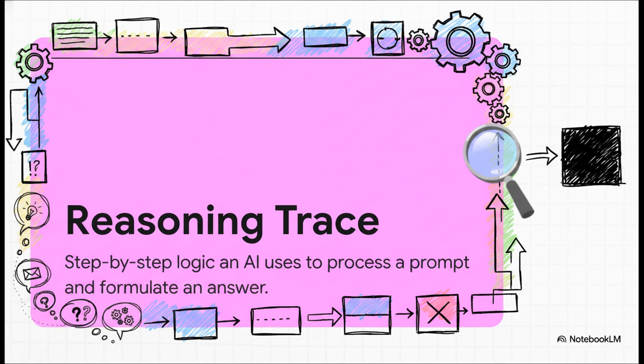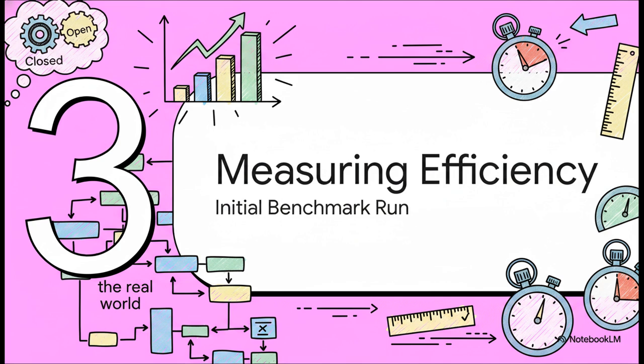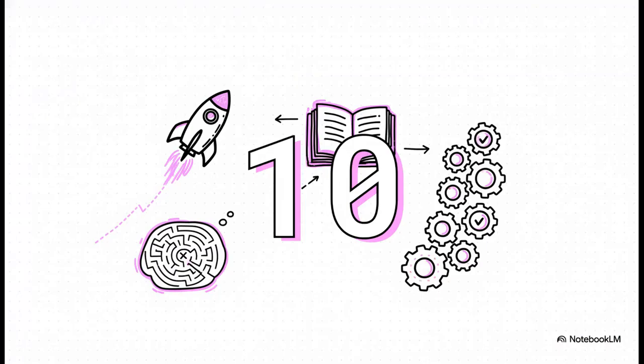Gemini, on the other hand, is proprietary. Under standard settings, it completely hides this whole process inside a black box. You hand it a prompt, and it just magically spits out an answer. Okay, so let's see what happens when these two different philosophies hit the real world. Section 3, measuring efficiency. Right out of the gate, DeepSeek lands a super efficient 10-step solution.